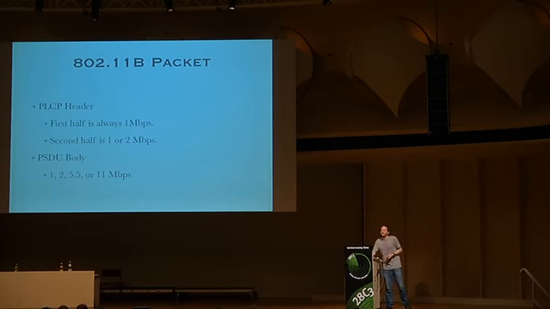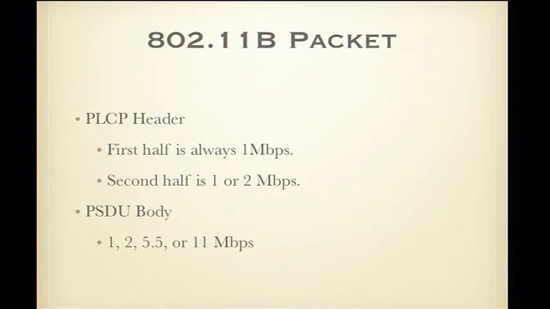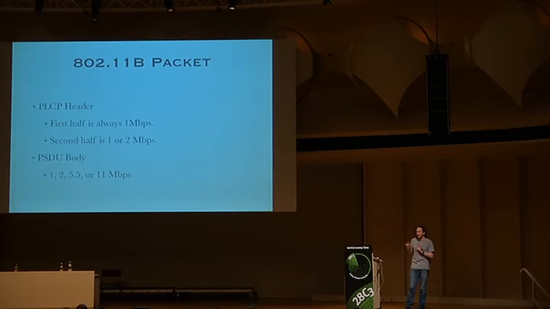So as I already mentioned, the 802.11b header always begins at 1 megabit per second, but it can jump up to 2 megabits per second. The first half has to always be 1. The second half will probably be 2. But for simplicity, if you're injecting and you leave it at 1, that's not a problem. The body is then 1 to 5.5 or 11 megabits.